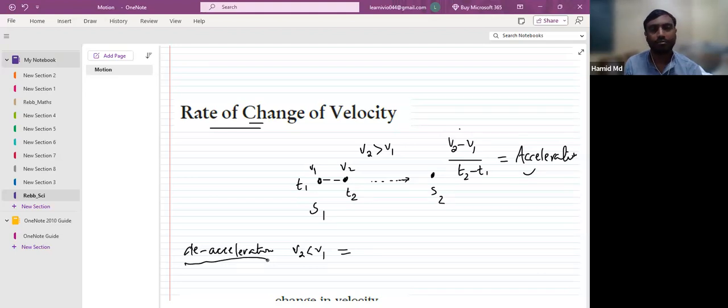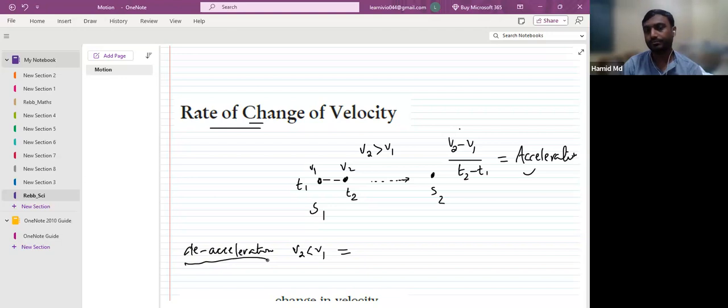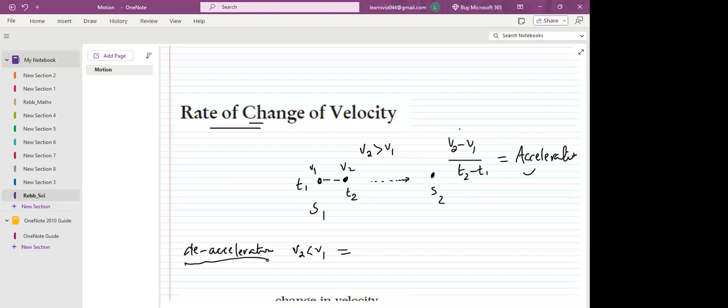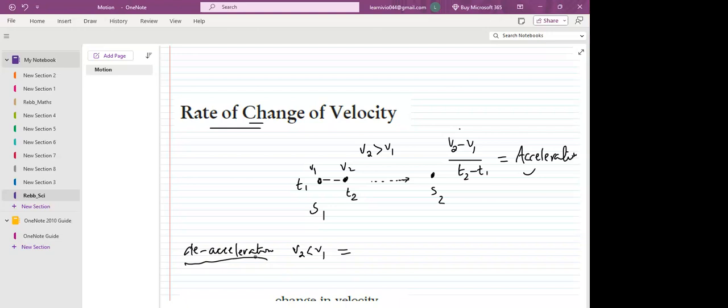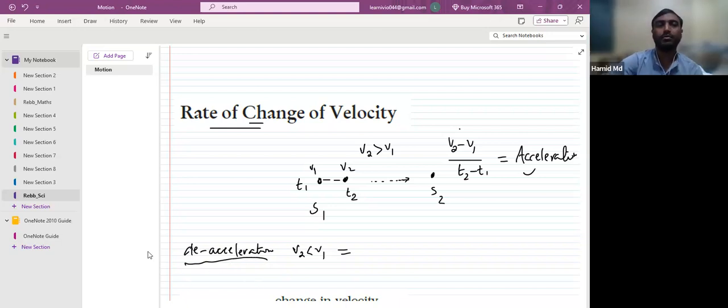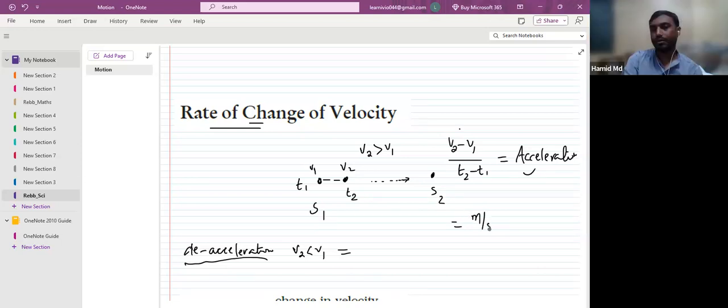We can make a question: a bullet was fired and then it went into a sandbag. So that was the case of retardation or deceleration. Clear? Yes, sir. So if we take the rate of change in velocity, we will be calculating acceleration. And we already know the unit of acceleration: meter per second square. Good.